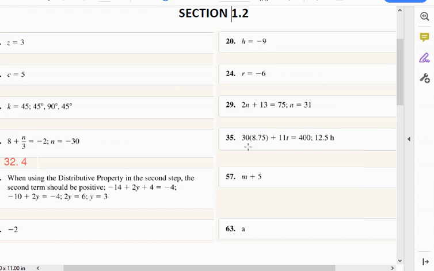Question 40, the error was when using the distributive property in the second step. When you distribute, the second term should be positive. In 57, it would be m plus 5. In 59, the answer is -2. And 63, it would be A. So that was it for 1.2.